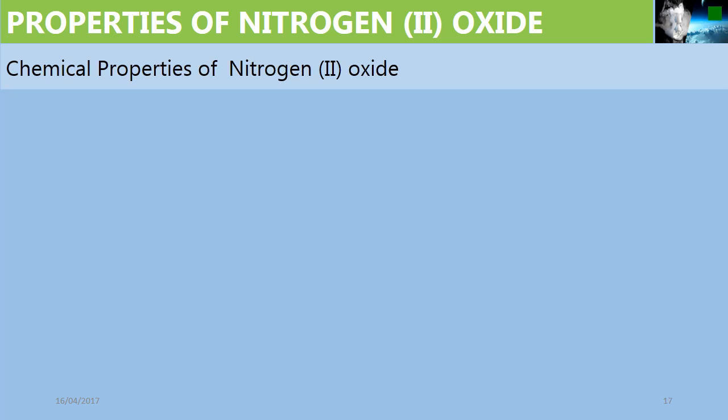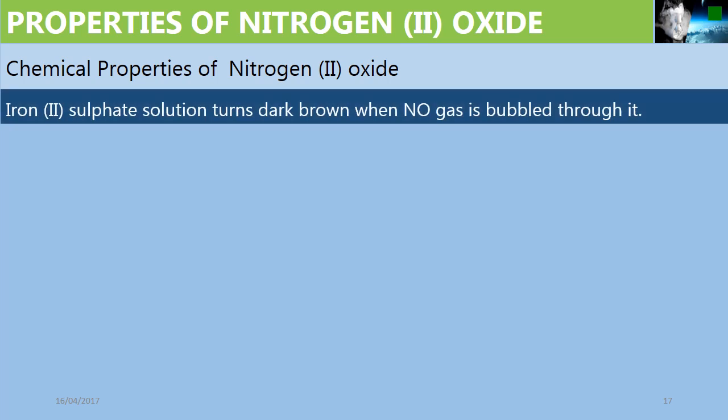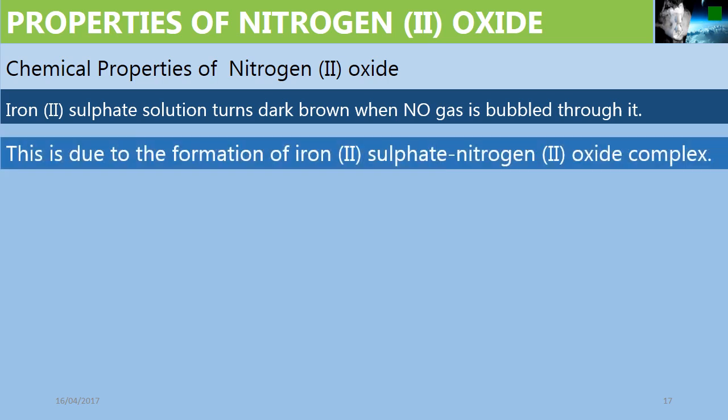Another chemical property of nitrogen 2 oxide is that iron 2 sulfate solution turns dark brown when nitrogen 2 oxide is bubbled through it. Why is this so? This is due to the formation of iron 2 sulfate nitrogen 2 oxide complex. Now, do not worry about this nice term. It is just a very easy term. This reaction is going to be very important in our later parts of this topic in the test for nitrate ions.